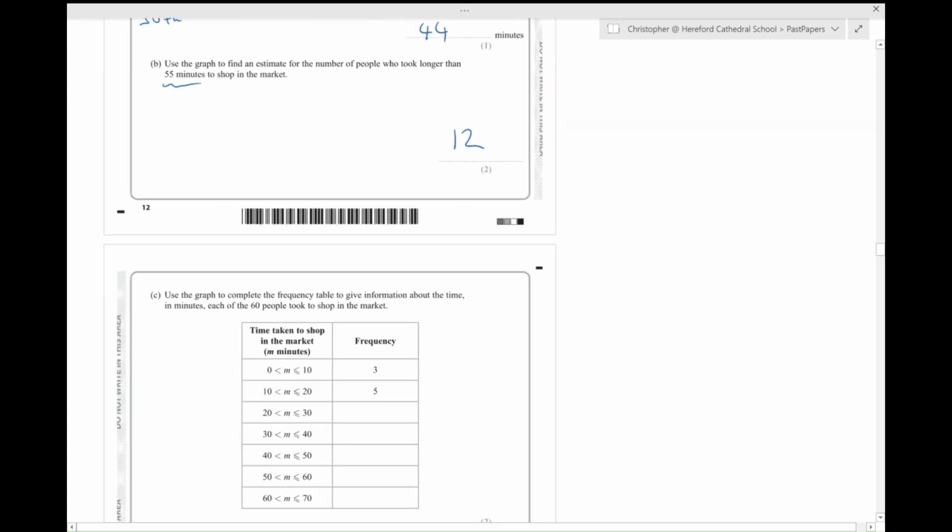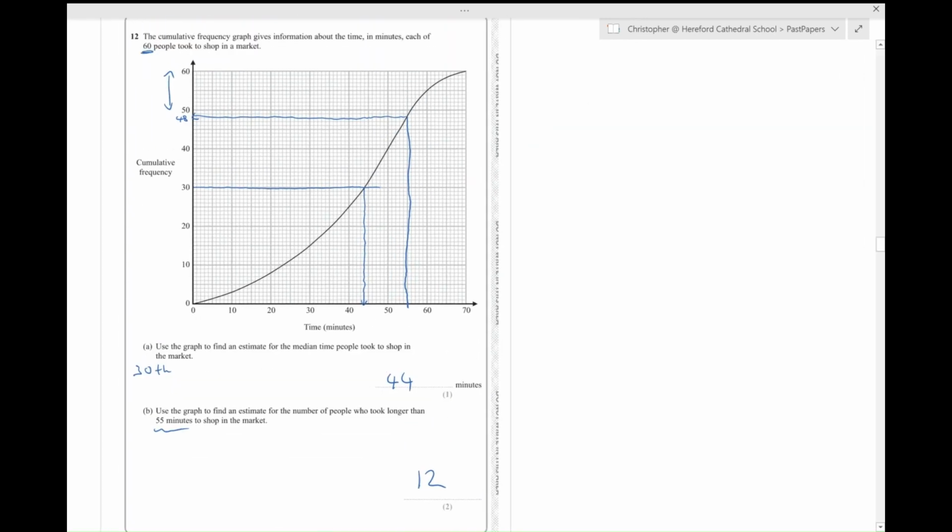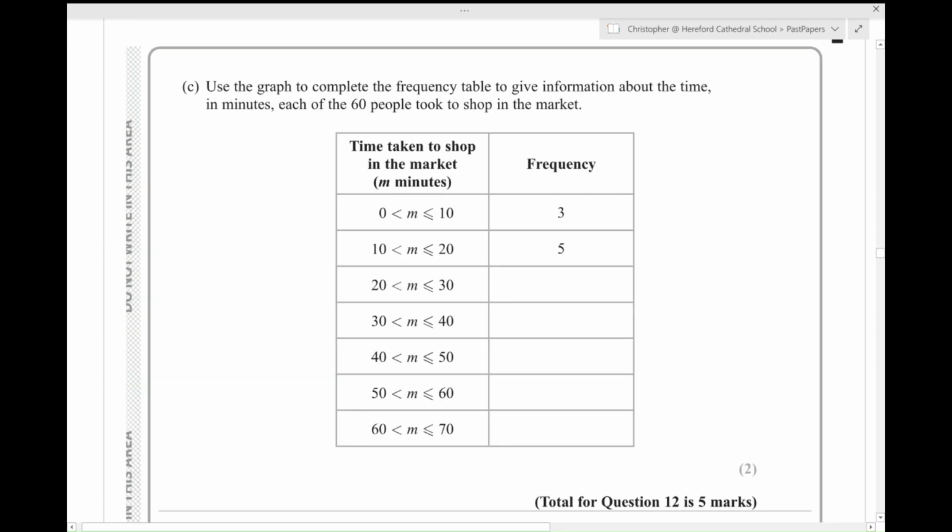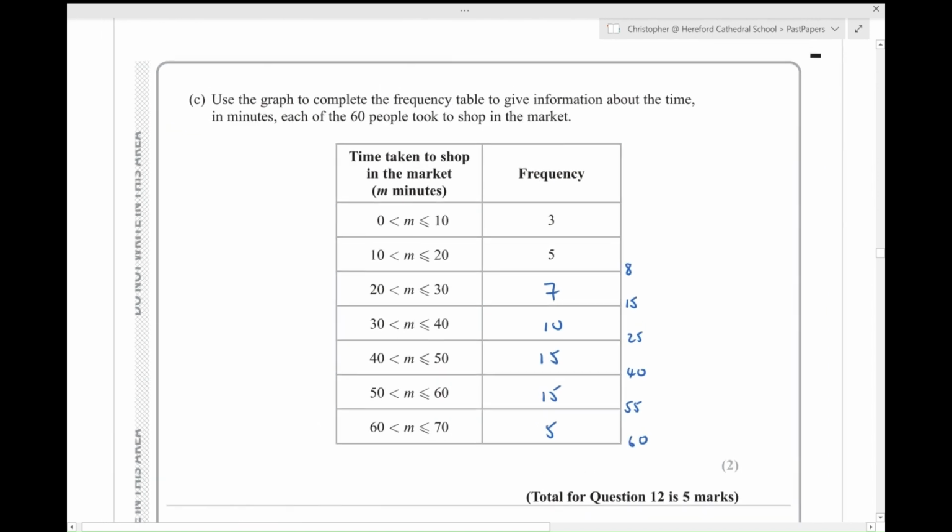And that is question number 12 finished. Okay, question C here. Let's just write the cumulative frequencies here from the graph. Okay, and now I can work out the number in each group separately, simply by subtracting my running totals. And there you have it. That is the end of question 12.